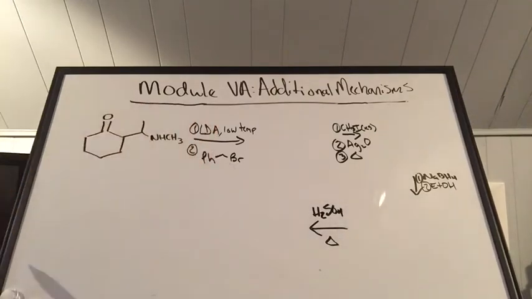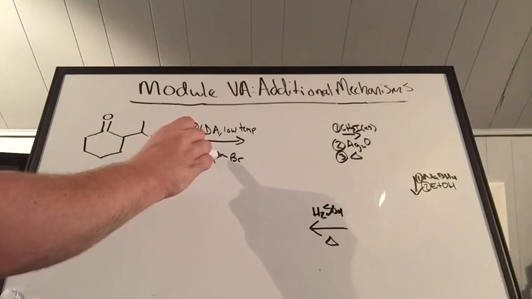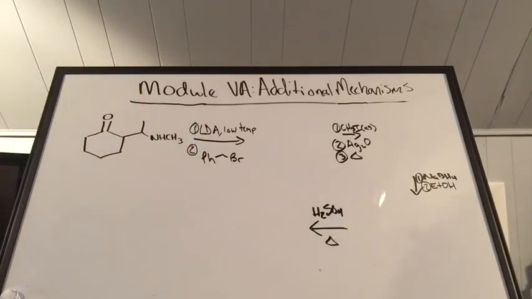Second step, you're going to be introducing a formidable electrophile, which is going to be benzyl bromide, which is actually a lachrymator. I've used it before in the lab, and it will make you cry.